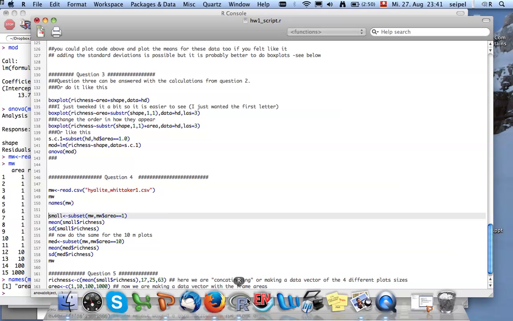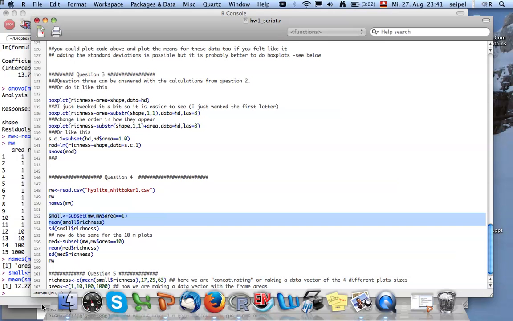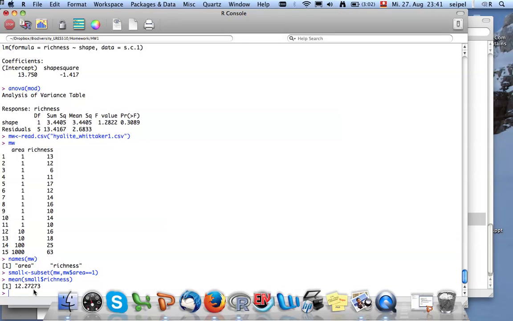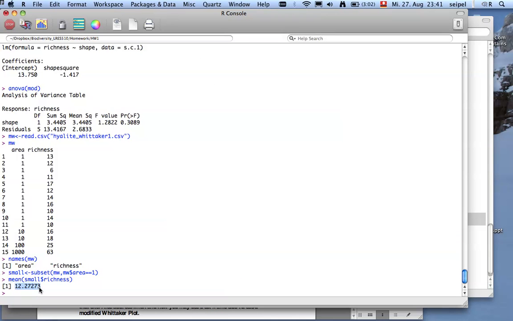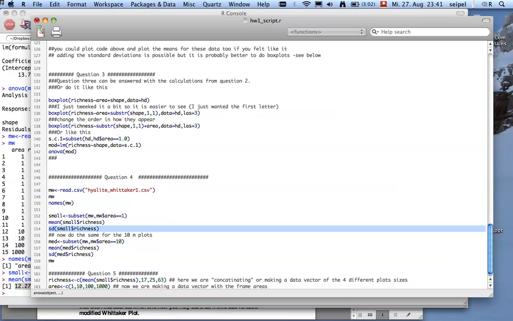The first thing we need to do is take the mean richness for all of the smallest plot sizes. Here I do it. I first subset it by area, and then I took the mean. This time I just used the mean command instead of the tapply command because I just had a single vector. You can see that I executed the command. So we know that the average is 12.27, and here's the standard deviation. You can do that the same way.